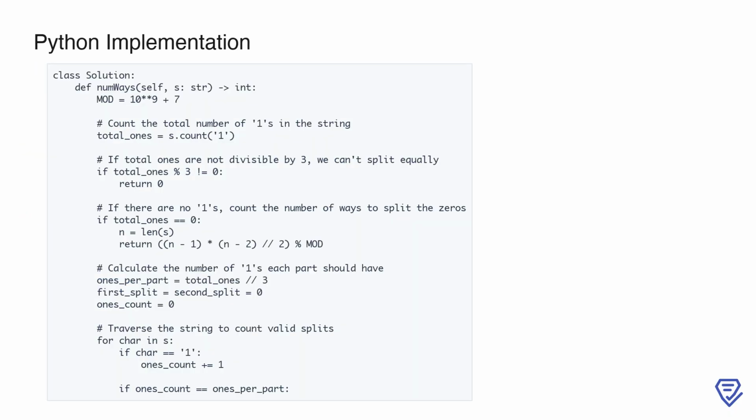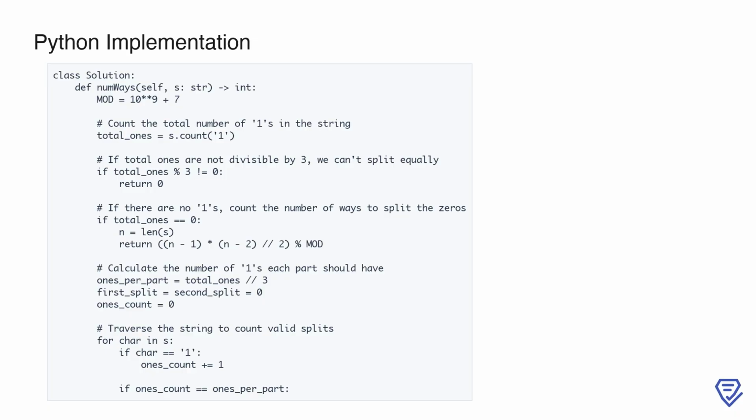In this implementation, we start by defining a class called Solution and a method inside it named numberWays, which takes a string s as input. The first thing we do is define a constant mod, which is set to 10 to the power of 9 plus 7, to ensure our results stay within the bounds of large integer operations. Next, we count the total number of ones in the string using the count method. This count is crucial because it determines how we can split the string.